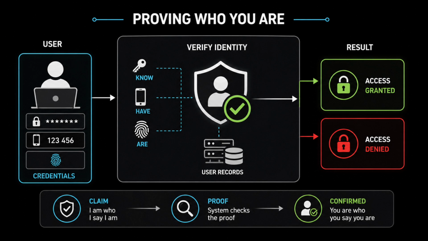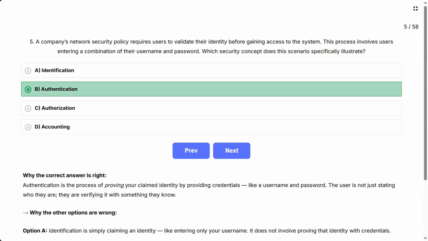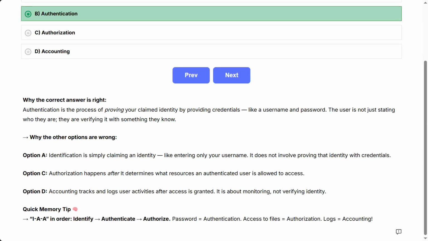Focus on the specific action being described. The user is proving who they are. Don't confuse claiming an identification with proving authentication. Correct answer: B. Authentication. Authentication is the process of proving your claimed identity by providing credentials, like a username and password. The user is not just stating who they are, they are verifying it with something they know.